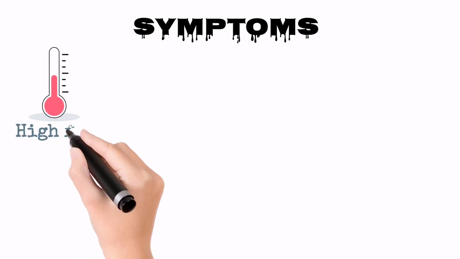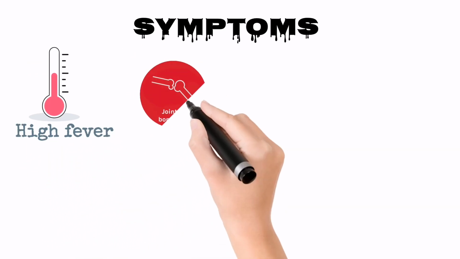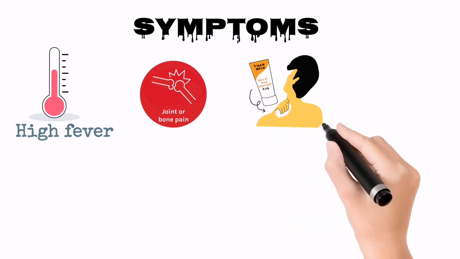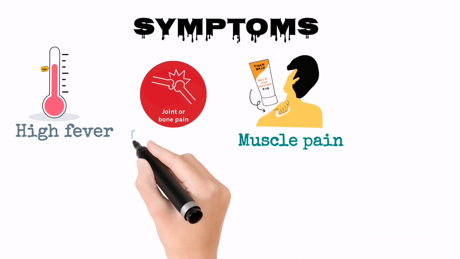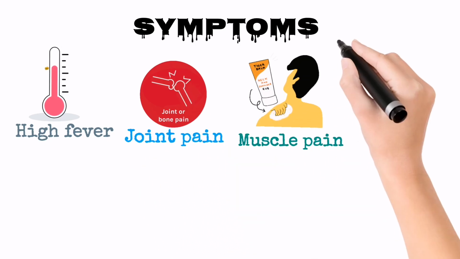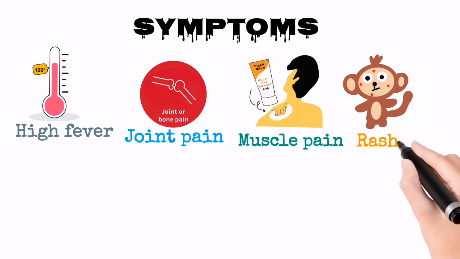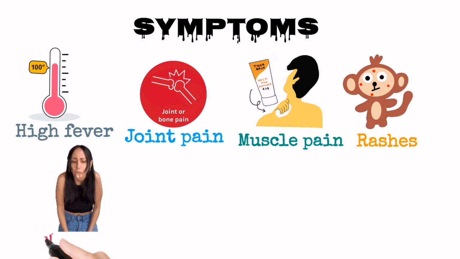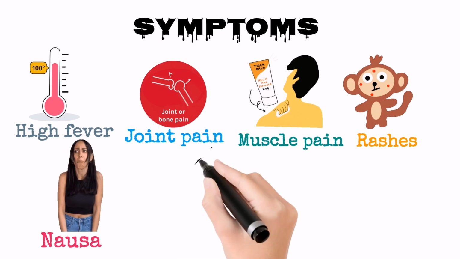Now, what are the primary symptoms of dengue fever? These include high-grade fever, joint pain, muscle pain, rashes, nausea, and pain behind the eye.